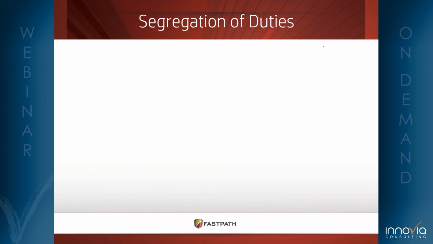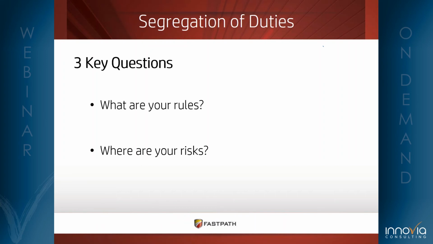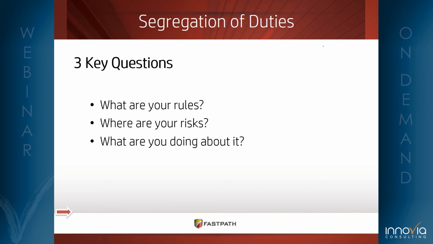So basically, when we talk about segregation of duties, the three key questions that any auditor is going to ask, and that you should be asking internally, are: what are your rules? Where are your risks? And what are you doing about it? And that last question is the most important one. What are you doing about the risks that you have, okay?